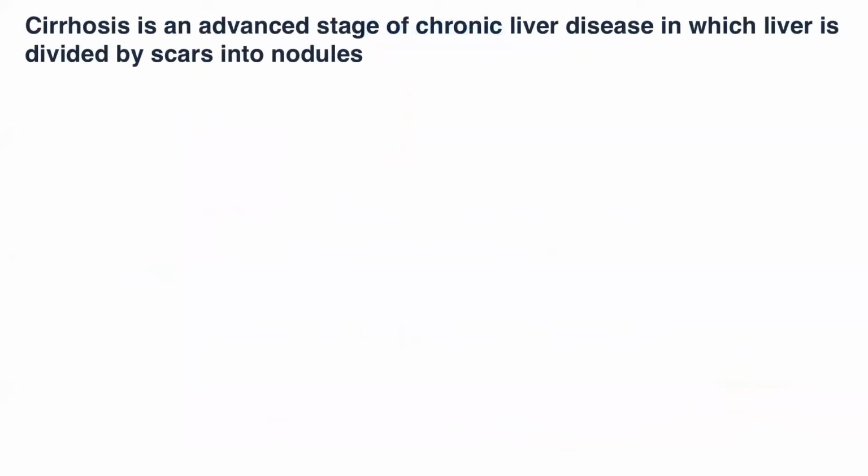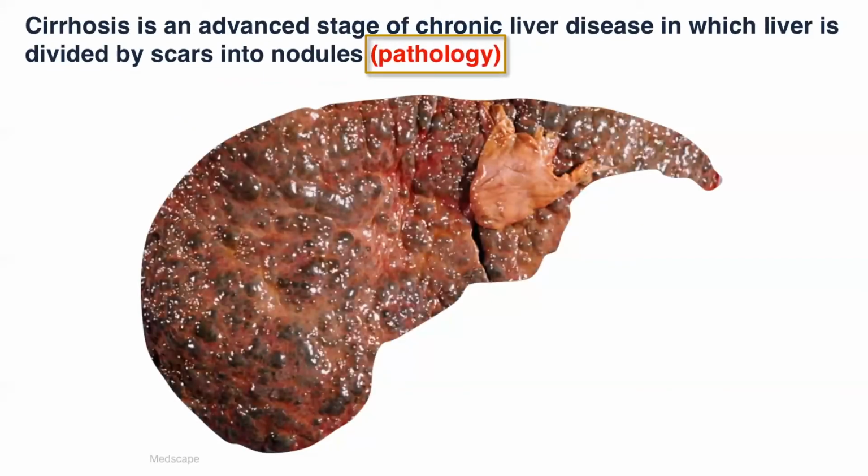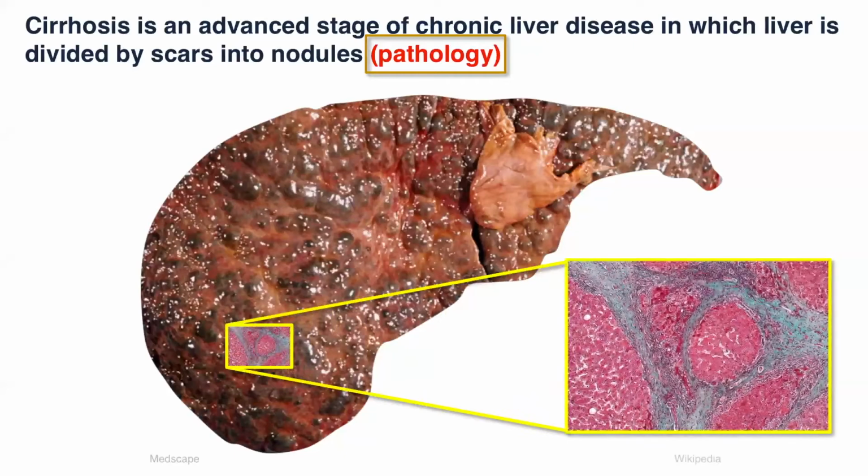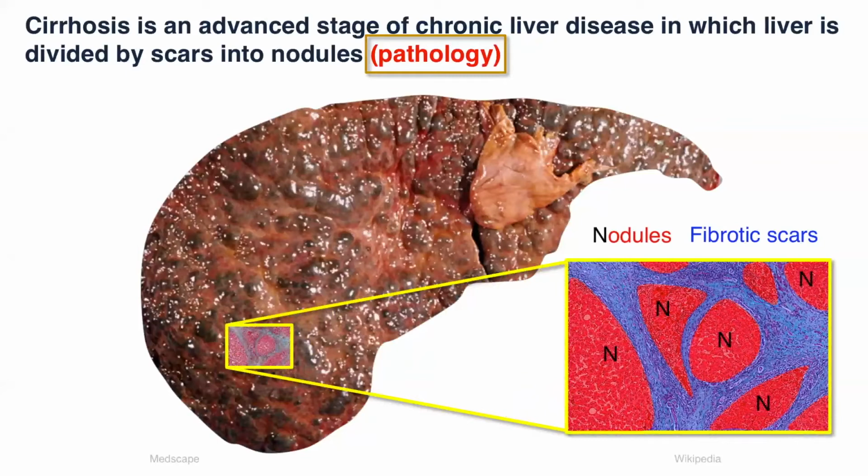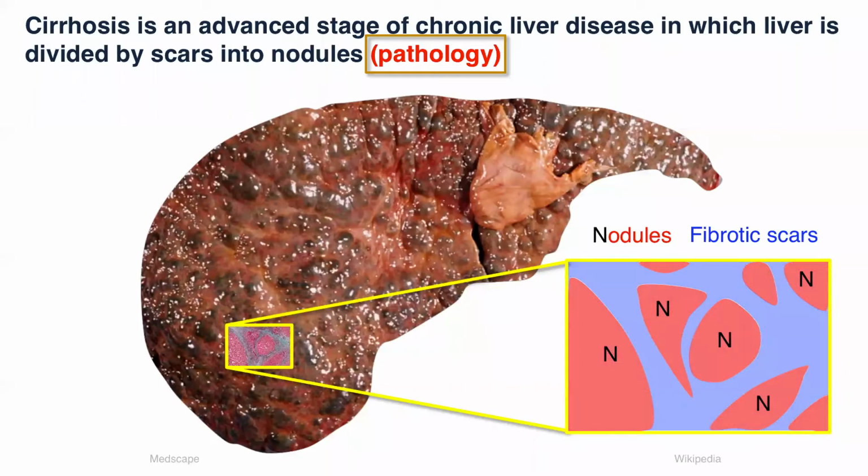So cirrhosis is an advanced stage of chronic liver disease in which the liver is divided by scars into nodules. So here is a cirrhotic liver on gross pathology. And if we take a little magnified view, we can see that in cirrhosis, we have these fibrotic scars which are stained blue. And these fibrotic scars divide the liver into nodules, which are stained red with this particular stain. So that's the definition of cirrhosis on gross pathology.